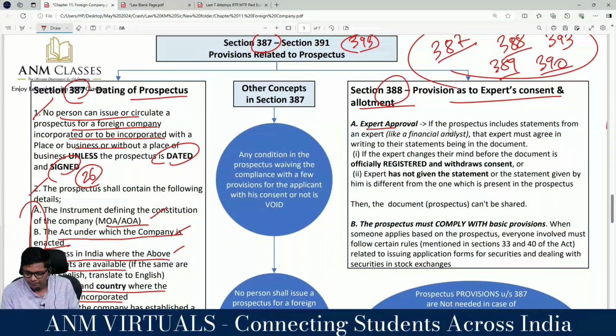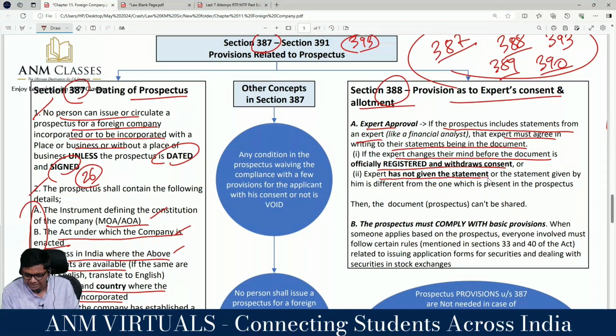Expert approval. If the prospectus includes a statement from an expert, then the expert must agree in writing to the statements being in the document. If the expert changes their mind, he can withdraw the consent before the prospectus is officially registered. What do you mean by officially registered? Filing with ROC. Before that you can withdraw.